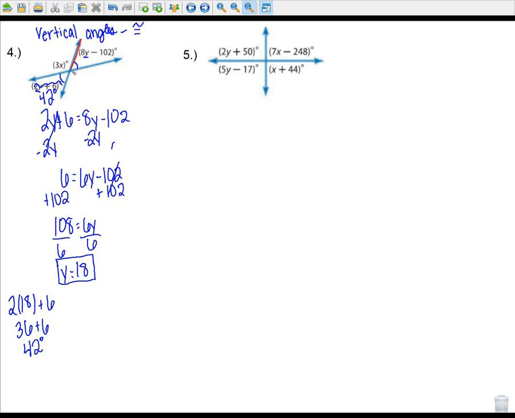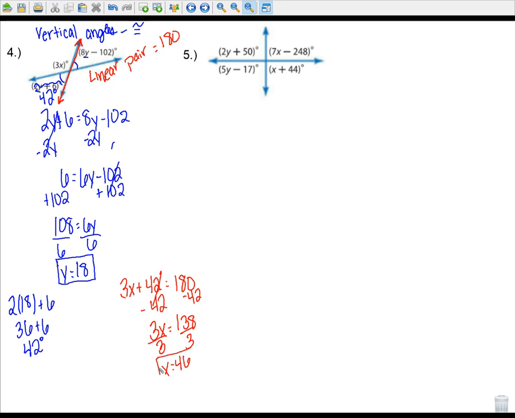And hopefully you saw that we have a linear pair here between 3x and 42. So what we would do is we would take 3x, we would add 42, and we would say that that is equal to 180 because all linear pairs are equal to 180. So here, subtract a 42 from both sides. This is going to be 3x is equal to 138. Divide both sides here by 3, and we're going to get x equals 46.